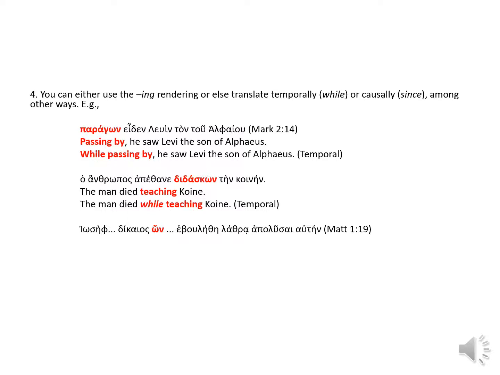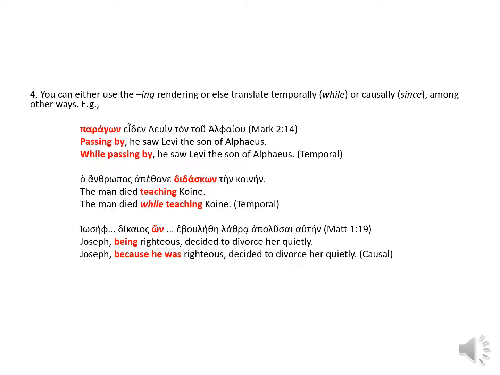Now this example is a little different. Joseph, being righteous, wanted secretly to divorce her. If we go kind of word for word, so being righteous. This time if we ask what the relationship between the being and the deciding is, you've got to ask, why did he decide this? He decided this because he was righteous. So the relationship between the participle and the main verb is a relationship of cause and effect. And on that basis, we could expand it to say Joseph, because he was righteous, decided to divorce her quietly.